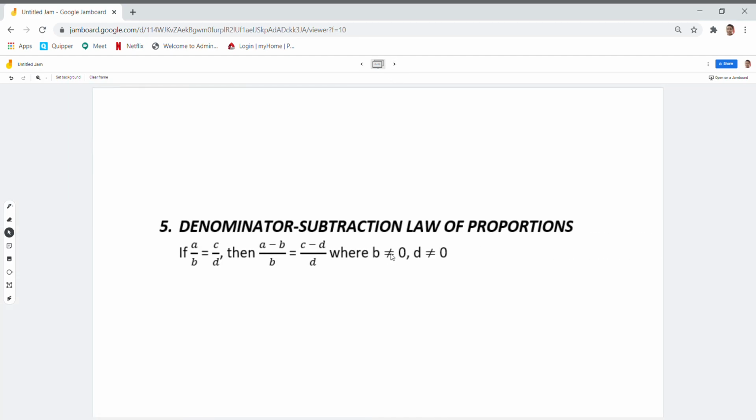Now we will continue with the number 5 law. It's called the denominator subtraction law of proportions. It's just similar to the fourth law. Here we're just going to subtract instead of adding the denominator in the numerator. So if A is to B as C is to D, then A minus B is to B as C minus D is to D, where B is not equal to 0 and D also is not equal to 0.